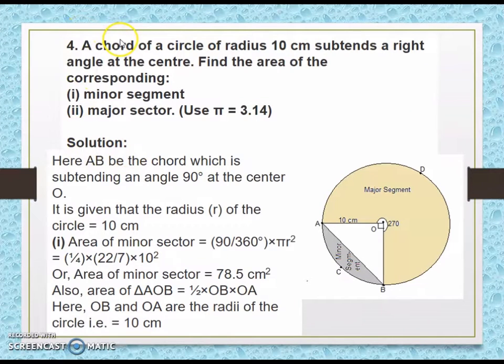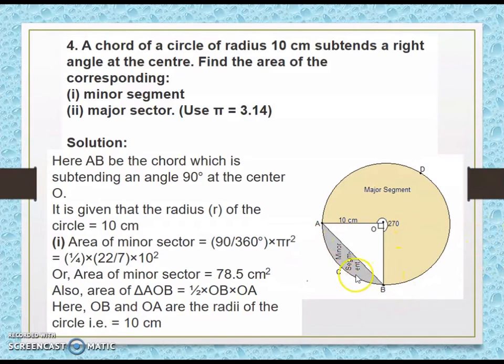Question number 4. It is given a chord of a circle of radius 10 centimeters subtends a right angle at the center. So 10 centimeter is the radius of the circle and there is a chord AB which subtends a right angle at the center. That means it is forming a quadrant over here. This angle is 90. You have to find the area of the corresponding minor segment and major segment.